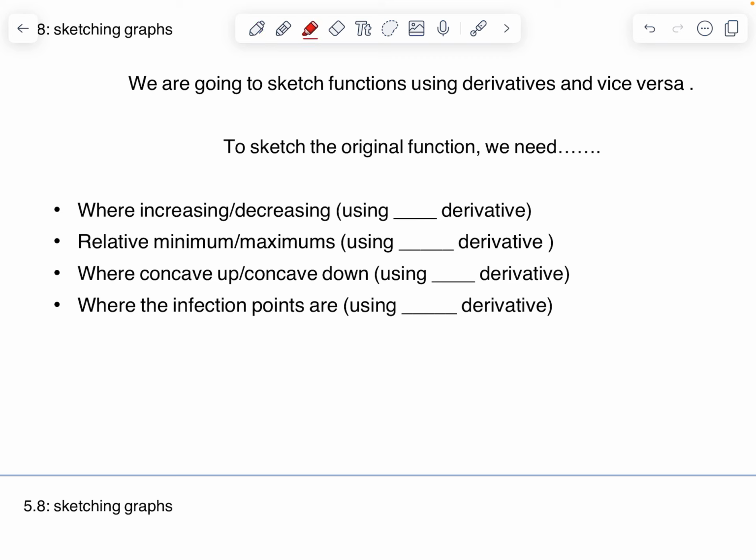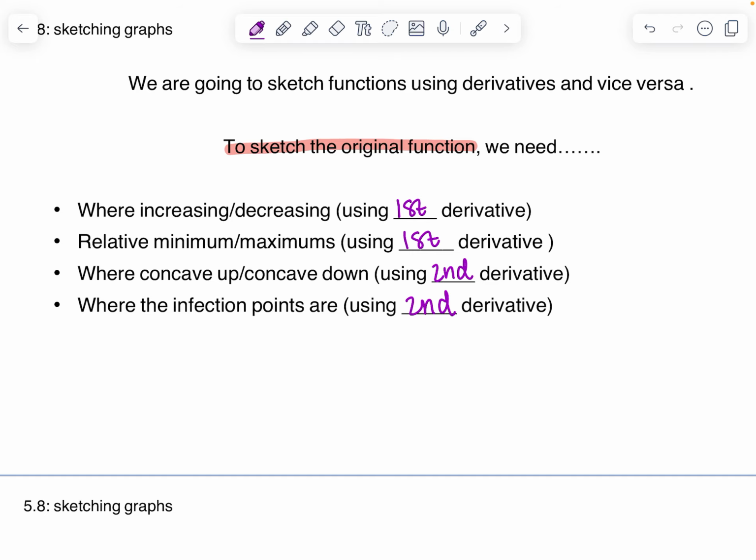So if we want to sketch an original function, on the left I have things that we need to know about this original function, and then on the right, where do we get that information from? We need to know where it is increasing or decreasing, and we collect that information from the first derivative. We also want to know where its relative mins and maxes are, and we will get that from the first derivative. We will want to know where it's concave up and concave down, and also the inflection points, and both of those pieces of information we get from the second derivative.